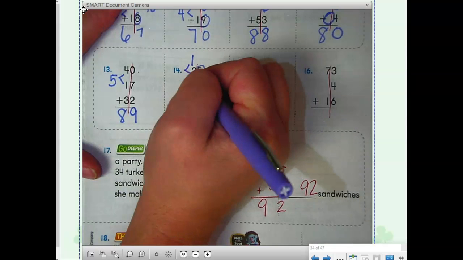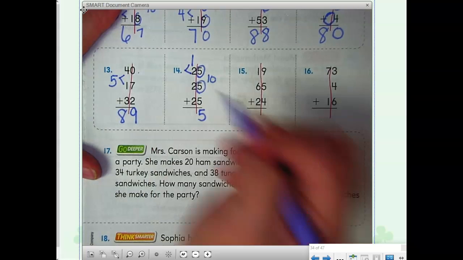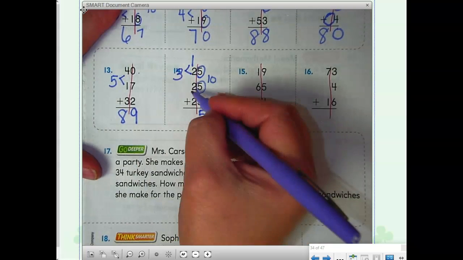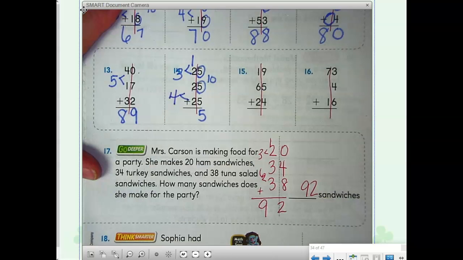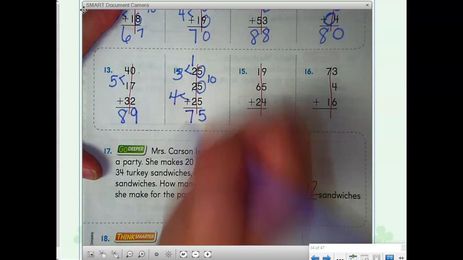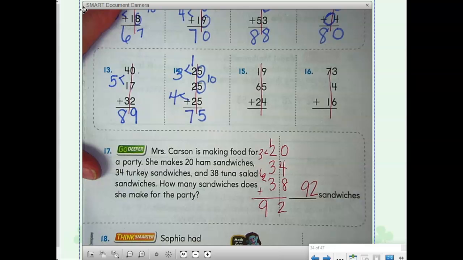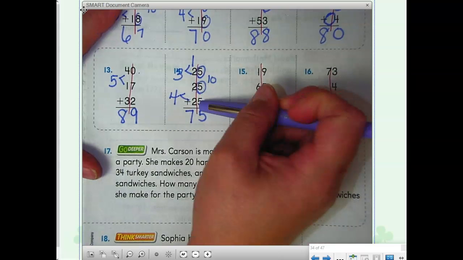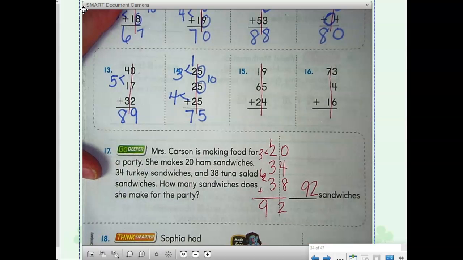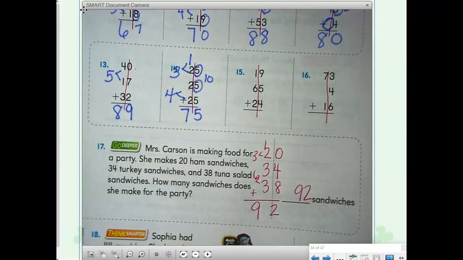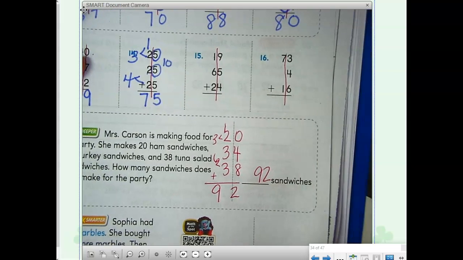Now add on this side. 1 plus 2 makes 3. 2 plus 2 is 4. Now, what's 3 plus 4? 7. My answer is 75. If you had 3 quarters, it would equal 75 cents. You would have enough for a snack. How about that?